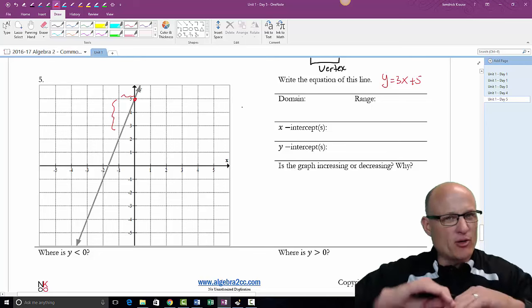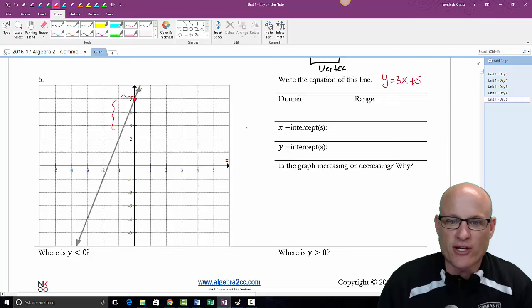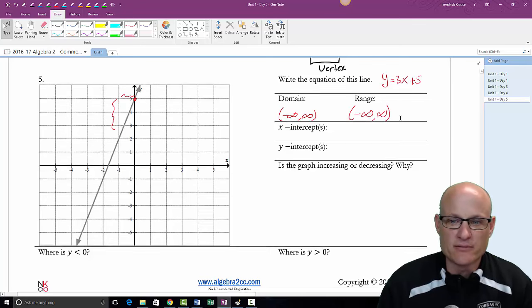Domain and range are the same. It goes up and up forever and ever, and it goes left and right forever and ever. So the domain and range are the same: negative infinity to positive infinity. Sorry, I don't want you behind my big head.